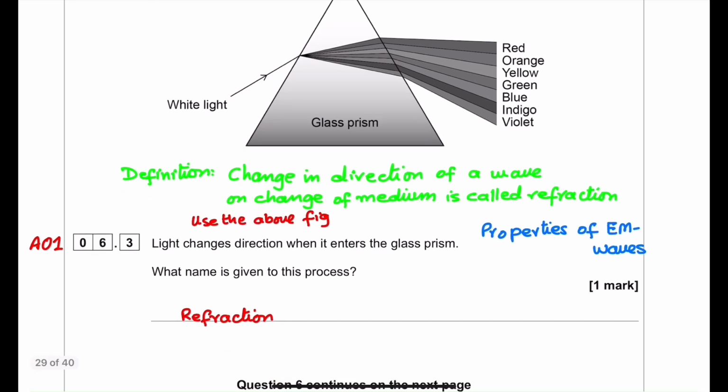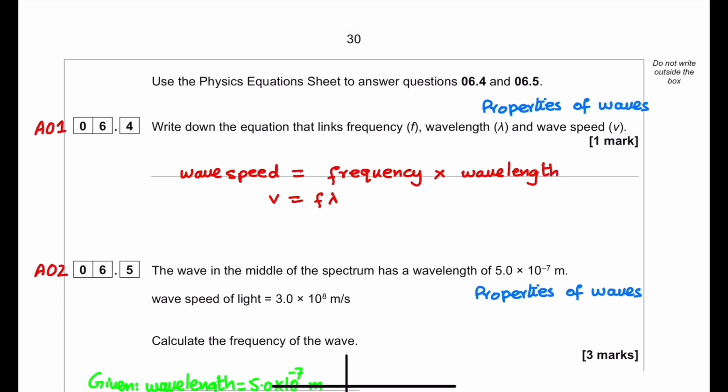Students can use the equation sheet to answer 6.4 and 6.5. 6.4 is an AO1 question, and this question is from the topic of properties of waves. Write down the equation that links frequency, wavelength, and wave speed. From the equation sheet, we can see that the speed of the wave is equal to frequency times wavelength. So v is equal to f times lambda.